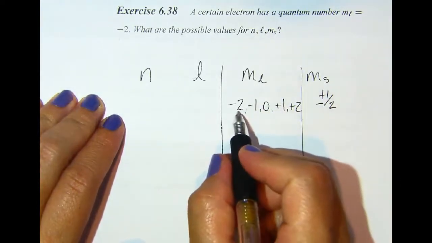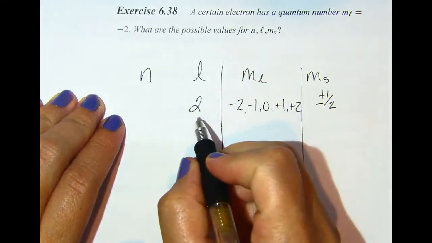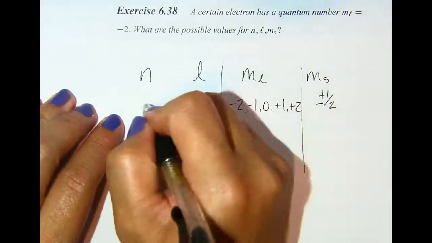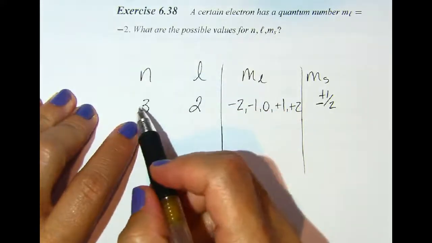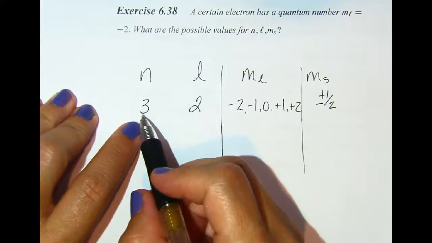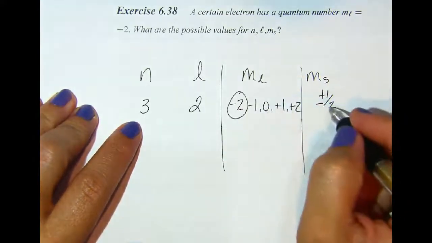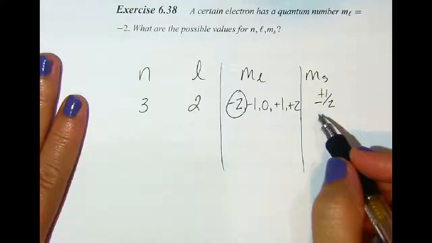And so if you have an ML value of -2, that means you could have an L value equal to 2. And that means that your N would have to be equal to 3, because L can range from 0 up to 1 less than N. So N could be 3, L can be 2, and then ML can be 2, and you can have a +1/2 or a -1/2.